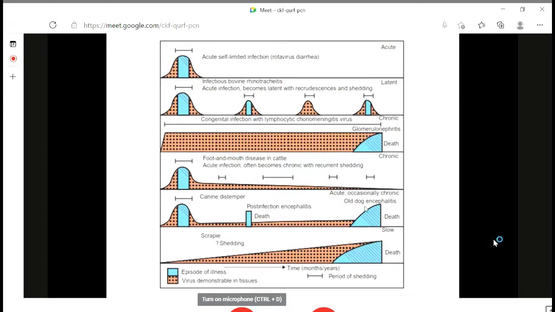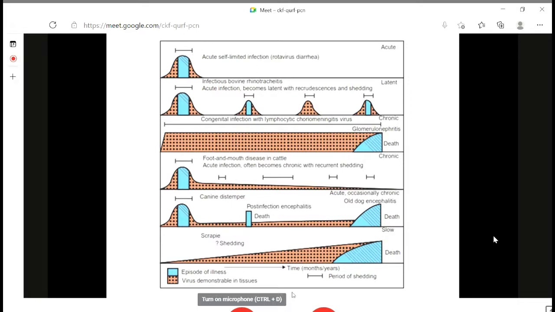Then there is the acute, occasionally chronic condition in canine distemper. You can see after the acute phase, the virus will remain for a chronic period. Sudden death may occur because of encephalitis or loss of neuronal functions. And in the late phase of the disease, terminal nephritis or encephalitis, old dog encephalitis, may occur and the animal may die.